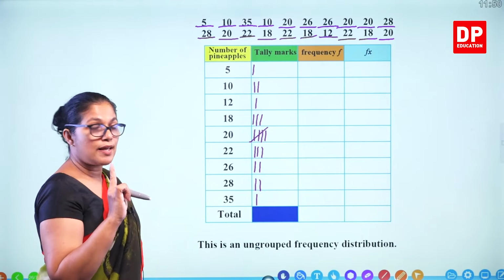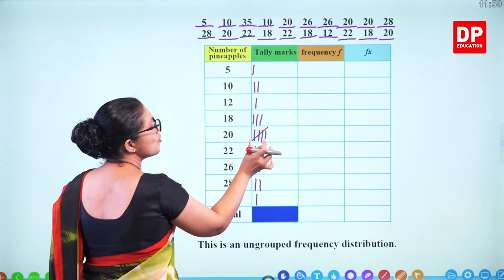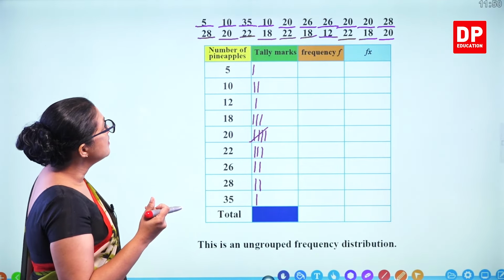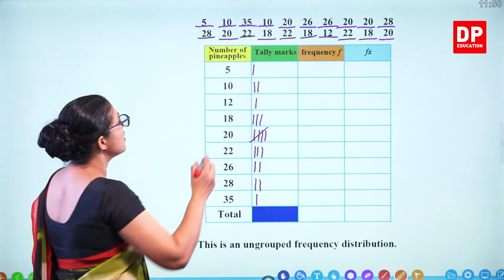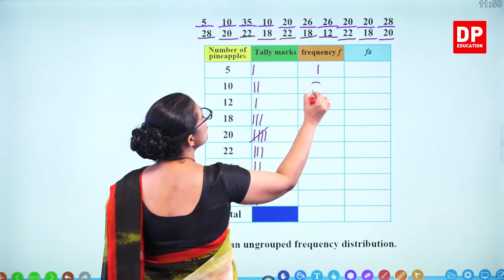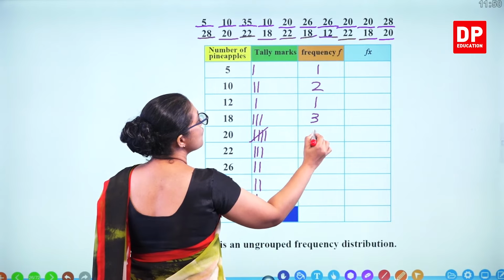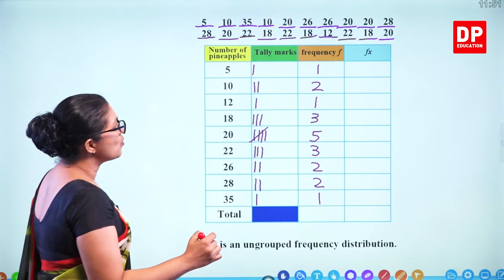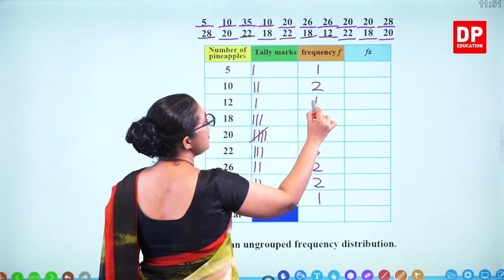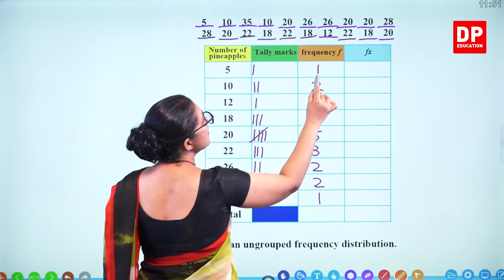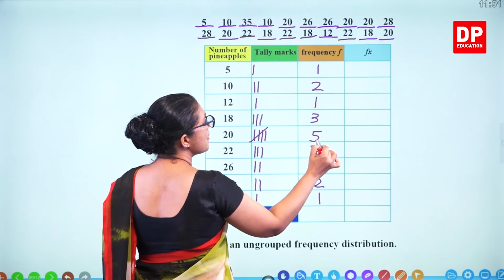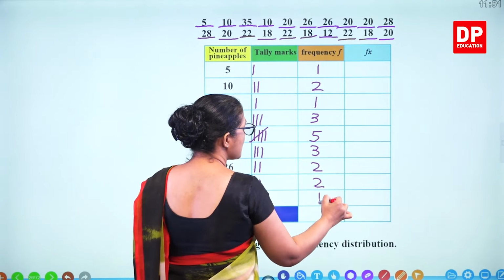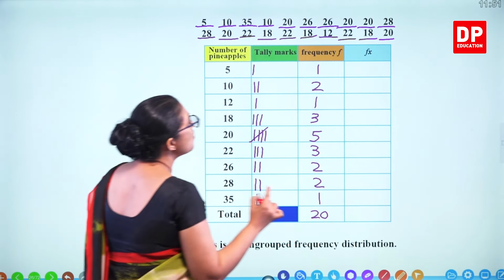So when you cross it out, if it's fifth one, you cross a group of fives when you are marking as tally. So frequency, now you can count. This is 1, this is 2, 1, 3, this is 5, 3, 2, 2, 1. And what's the total? 3, 4, 4 plus 3, 7, 7 plus 5, 12, 12 plus 3, 15, 15 plus 5, 20. So altogether 20 numbers are there.